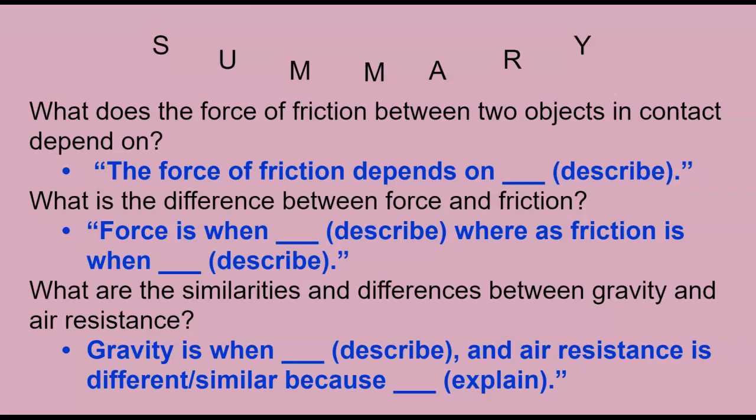What are the similarities and differences between gravity and air resistance? Gravity is the attraction between two objects of mass, where air resistance is the resistance or the opposite of gravity, the wanting to keep up as opposed to go down.